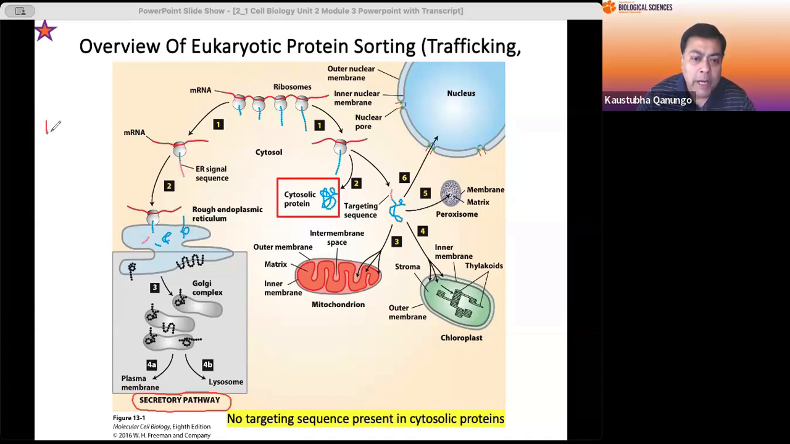So if I just write down what you have, number one, if you have these proteins, you have an ER signal sequence, and no matter what, all secretory proteins are going to be synthesized from the ER through the ER Golgi. Then it can go to the lysosome, it can go to the plasma membrane and be secreted outside the cell.